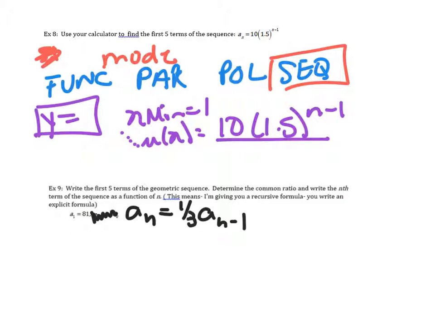Now, you notice when it says n minus 1, there's a button on your calculator where you usually get your x variable. It says x comma t comma theta comma n. That's the one you push to get the n. This is function mode, parametric mode, polar mode, sequence mode. So when you press that button now, it will give you an n. Hold on, let me type it in. And then all you have to do is hit second and graph.